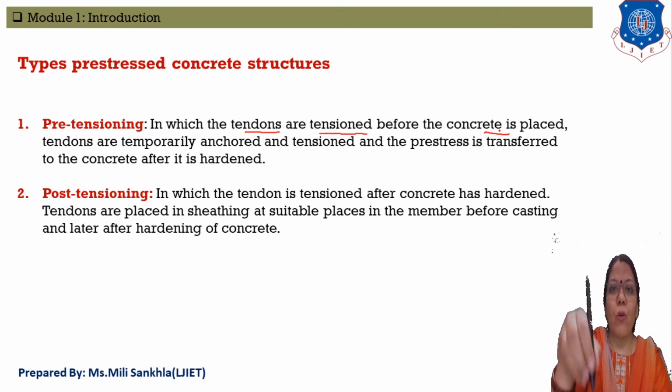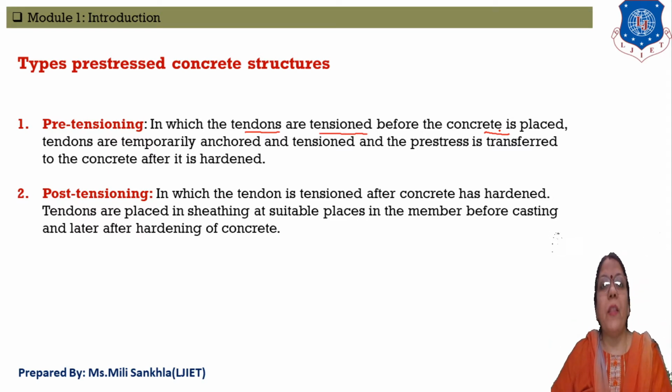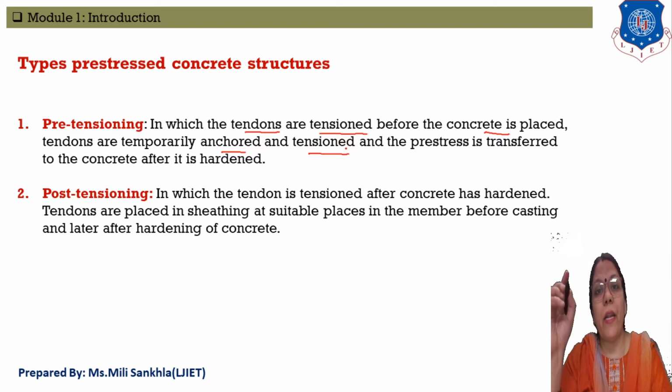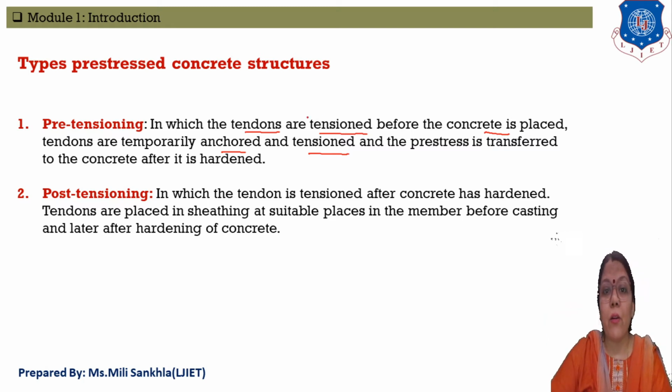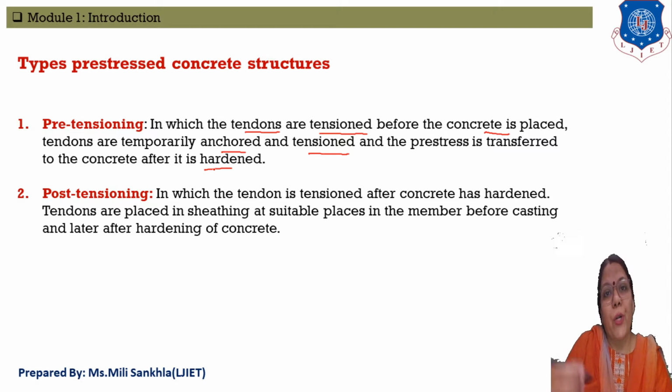When we pour concrete in a beam or any type of structure, first of all the tendons are tensioned, that means in a stretching condition. Next, the tendons are temporarily anchored. Here the tendons are first stretched and temporarily anchored, and prestress is transferred to the concrete after it has hardened. Whenever the concrete is hardened, at that time prestress is transferred from one material to another material.